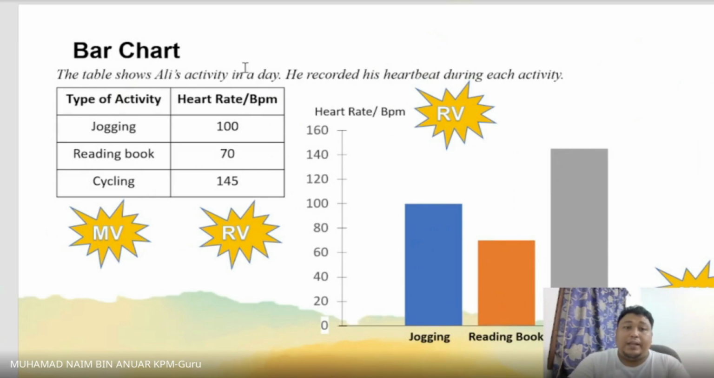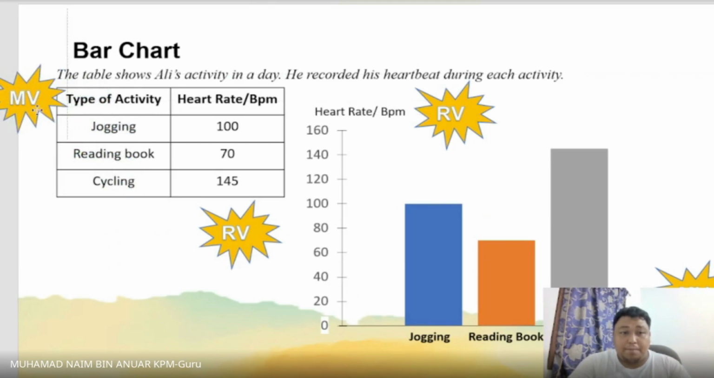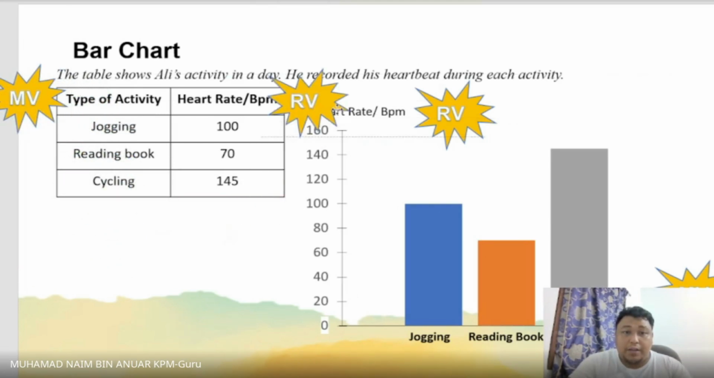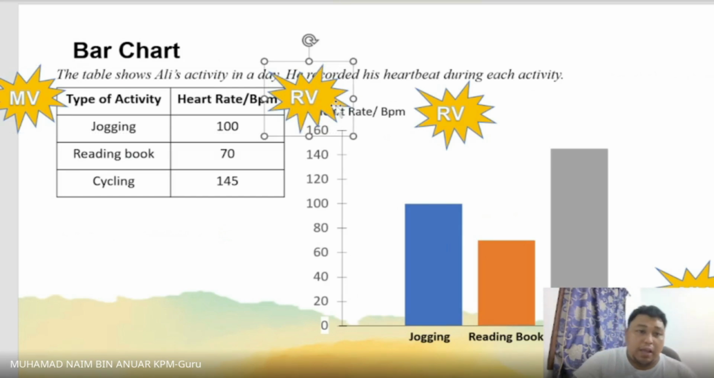The table shows Ali's activity in the day. He recorded his heartbeat during each activity. The type of activity, remember? Different things. And the numbers are heart rate in BPM. The type of activity is MV. The heart rate is RV. See? Left MV, right RV.